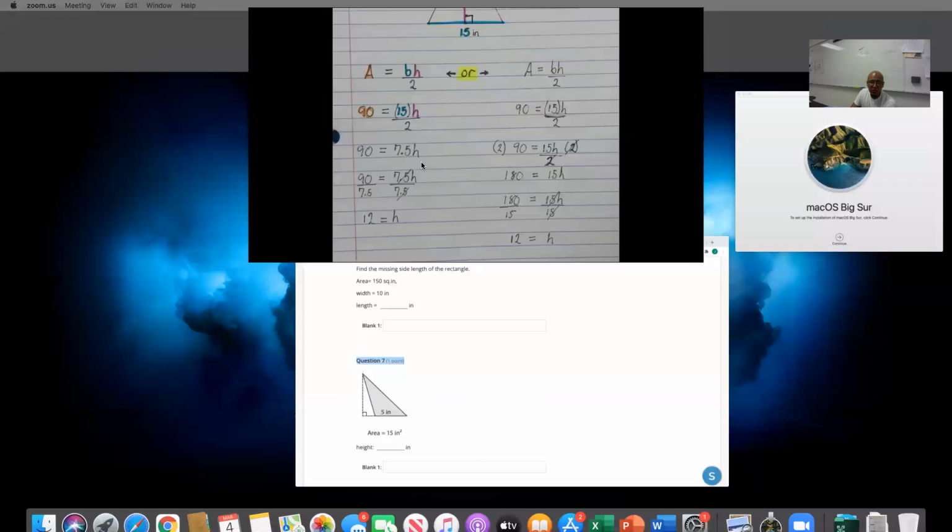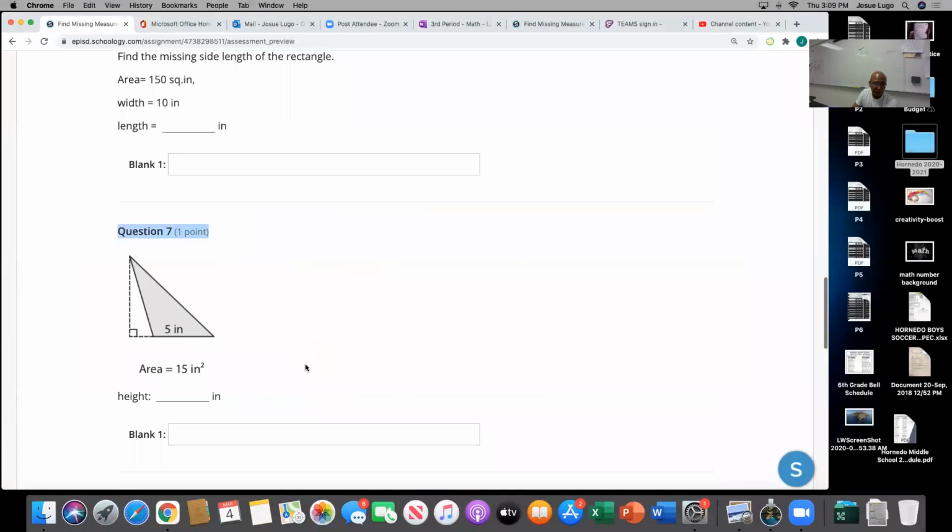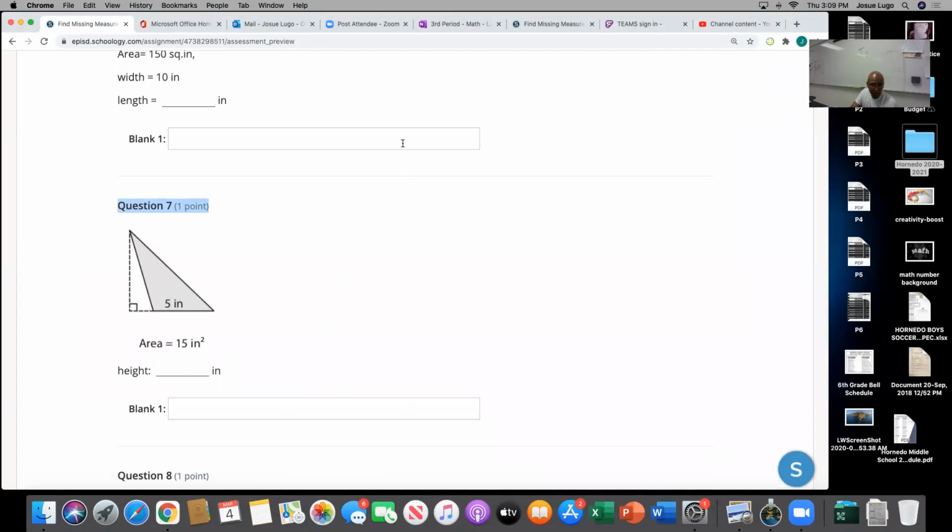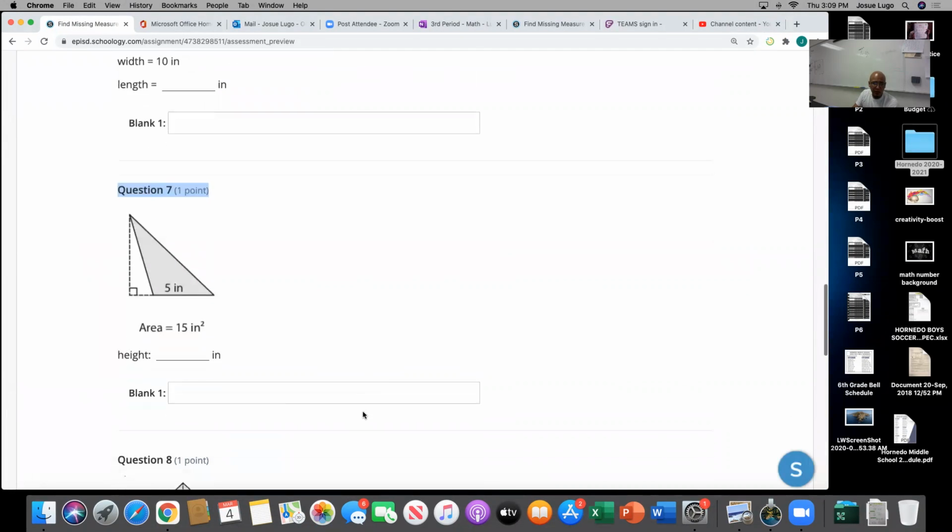Let's look at some examples. Let's go into number 7. Notice that we're dealing with a triangle. So let's begin with the formula. The formula for the area of a triangle is base times height divided by 2. And let's go ahead and fill it in. Notice that the area is given to us, that is 15. And that's going to equal the base, which is 5, times the height, which I don't know what the height is. So 5 times the height divided by 2.